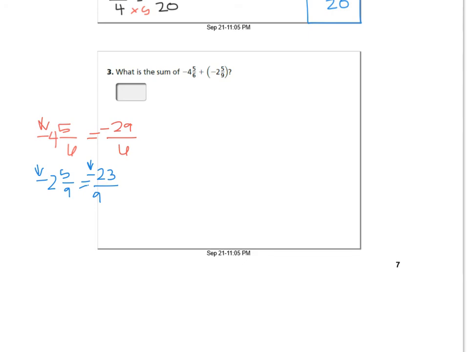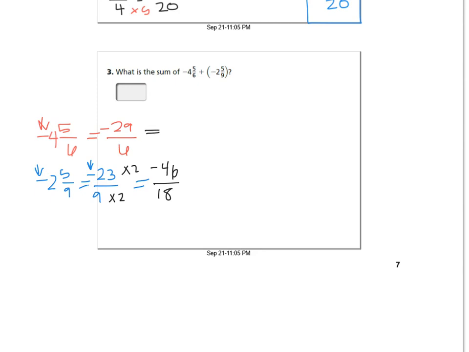In order to add, we have to have the same denominator. So the common denominator is going to be 18. So I need to make my denominator 18. So 9 times what gives me 18? That's 2. So that means I have to multiply the top by 2 as well. So negative 23 times 2 is going to give me a negative 46.